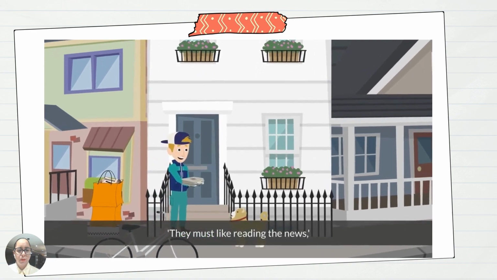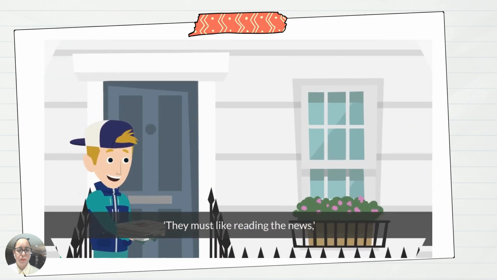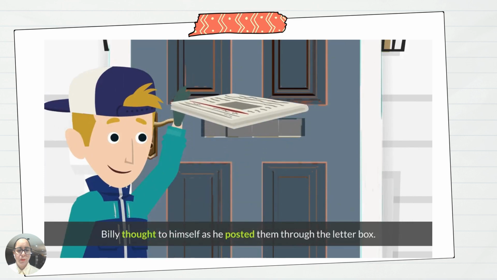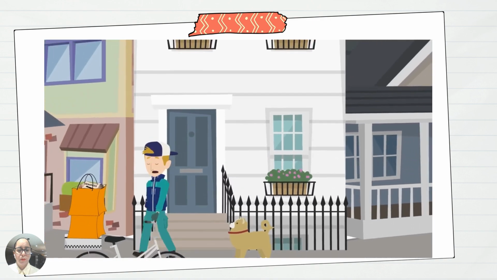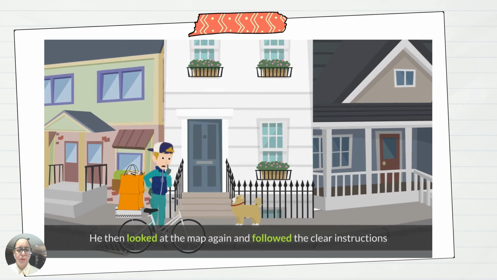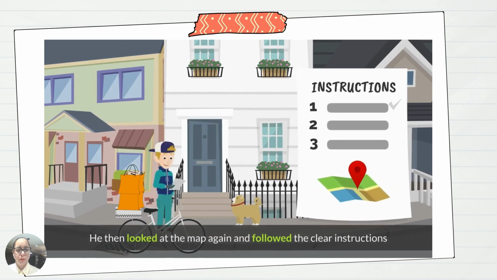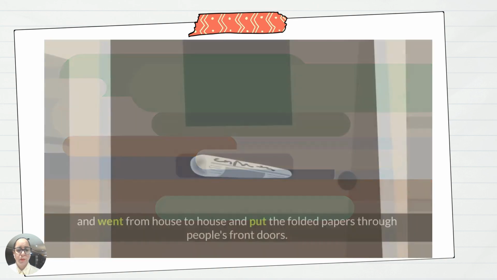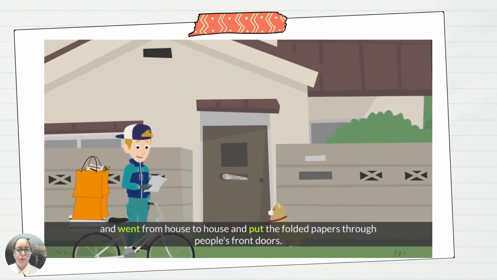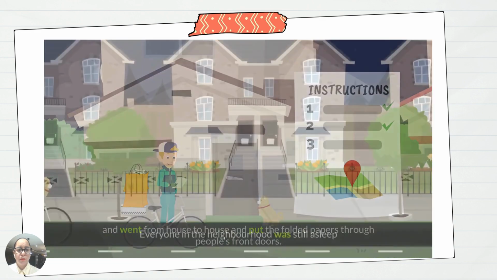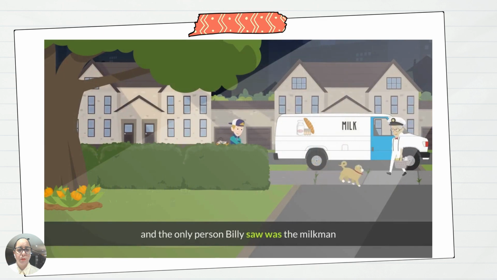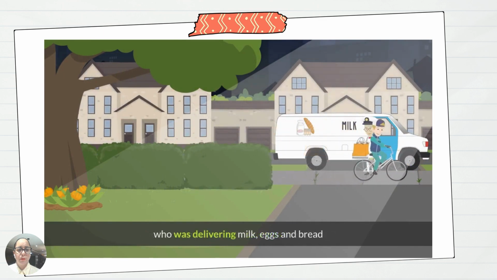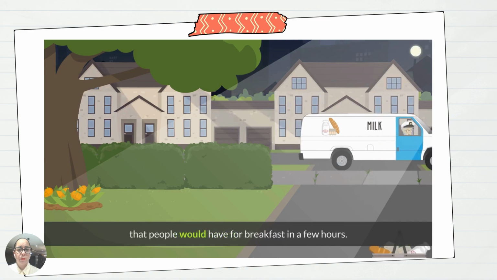They must like reading the news, Billy thought to himself as he posted them through the letterbox. He then looked at the map again and followed the clear instructions and went from house to house and put the folded papers through people's front doors. Everyone in the neighborhood was still asleep, and the only person Billy saw was the milkman, who was delivering milk, eggs, and bread that people would have for breakfast in a few hours.